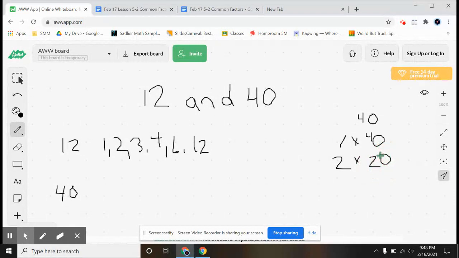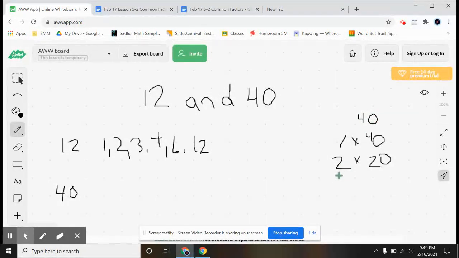Let's see. What about 3? Will 3 work? Let's think of my divisibility rules for 3. My divisibility rule for 3 says that if the sum of the digits can be divided by 3, then this would work for 3. So when I add these together, 4 plus 0 is 4. Can I do 4 divided by 3 and get a perfect answer? No, I cannot. And so therefore, 3 will not work. It doesn't go into 40 perfectly.